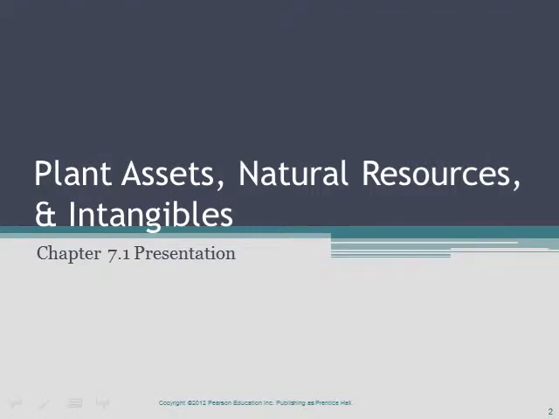Hello everyone, and welcome back to Virginia International University's Accounting 201 Principles of Financial Accounting course. This session will cover the measurement and reporting principles for long-term tangible fixed assets, also known as plant assets or property and equipment, as well as intangible assets.